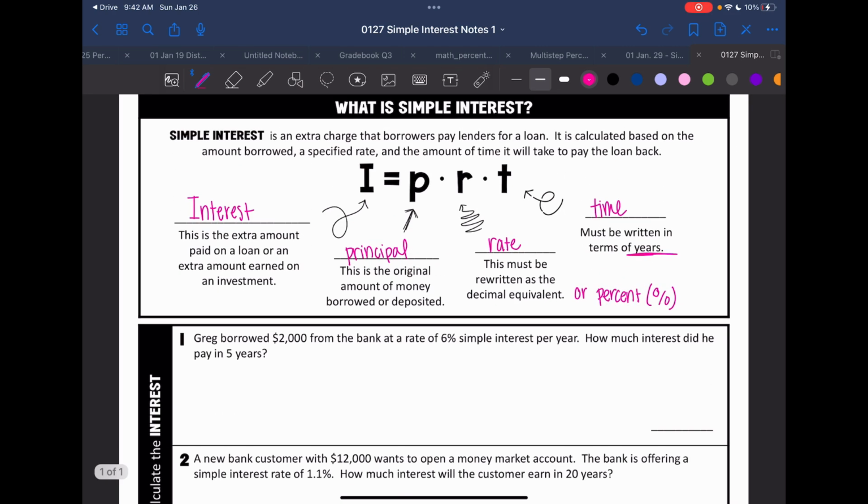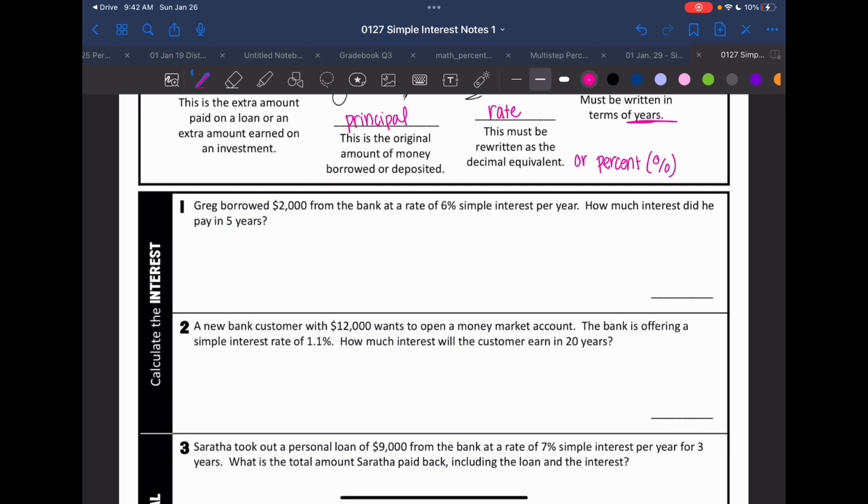And then when you multiply the principal, the rate, and the time in years together, it gives you the amount of interest that's being earned. So in number 1, it says Greg borrowed $2,000 from the bank at a rate of 6% simple interest per year. How much interest did he pay in 5 years? So it gives us our principal, which is $2,000. It gives us our rate as a percent, which is 6%, and it gives us the amount of time in years. So I can use my formula, which is interest equals principal times rate times time in years.